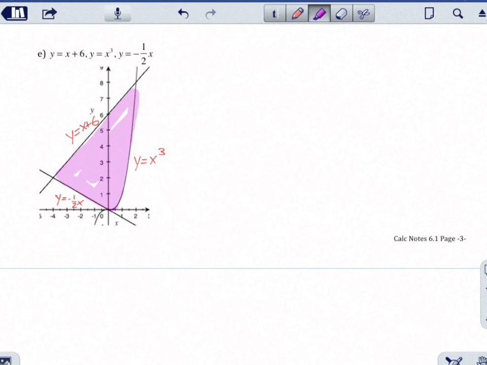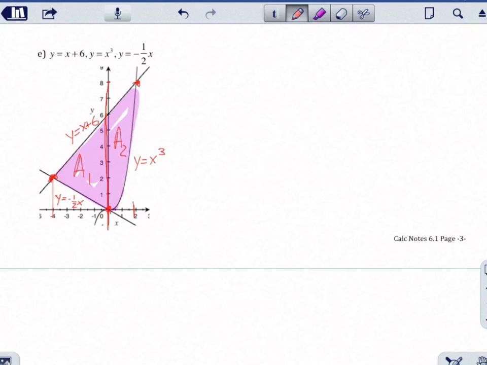Now in this one, if you look, we have a couple intersection points. We have one over here, one right here, and one right here. And so this again is going to get split right here at the middle intersection point, and we're going to get two separate areas that we're going to have to find. So we do need to find our intersection points.